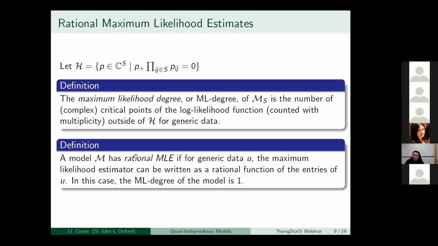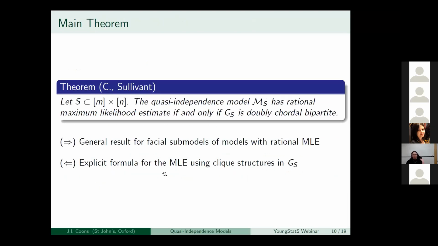I'm interested in when I can write this MLE as a rational function in the data and what that rational function is. Now I can finally state the main theorem of our paper: any quasi-independence model has rational maximum likelihood estimate if and only if its associated graph is doubly chordal bipartite. I'll talk a little bit about the proof now.